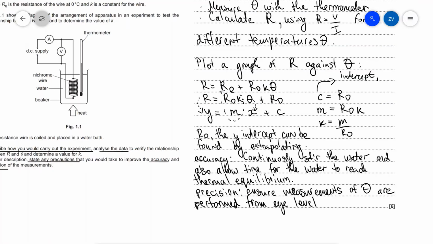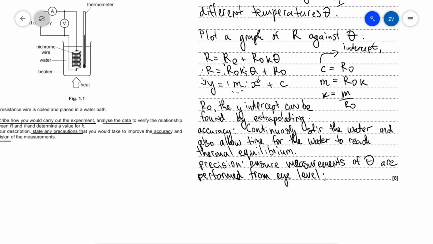This will ensure that we don't have a random or systematic error, depending on the position from which we take measurements. So we're going to ensure that they're all done from eye level. Additionally, I would also say that we need to consider using a device with a smaller scale division. If we use a thermometer with a smaller scale division, this is one guaranteed way of always improving the precision of an instrument. So consider using a thermometer with a smaller scale division.